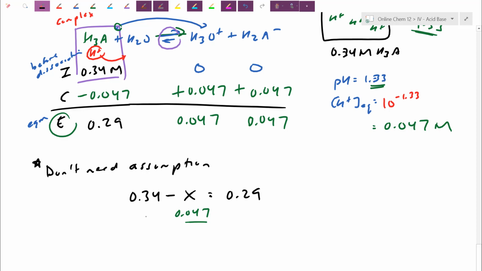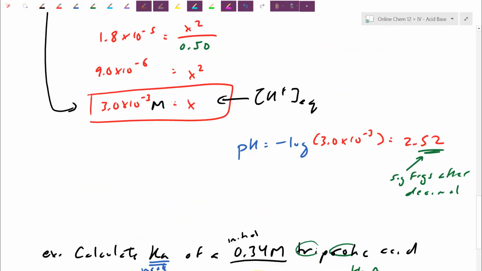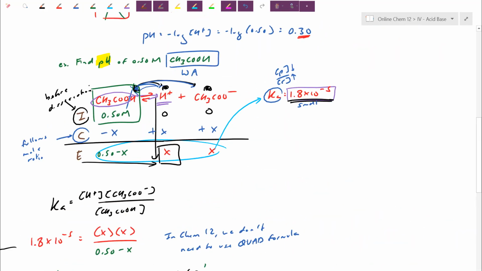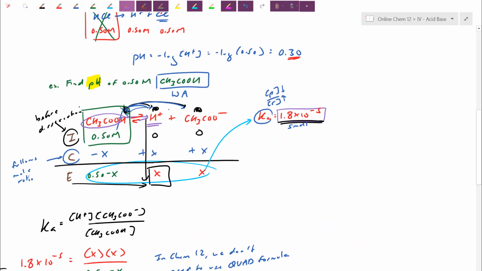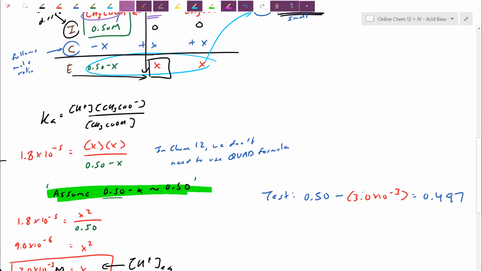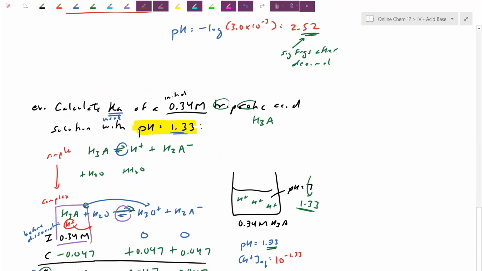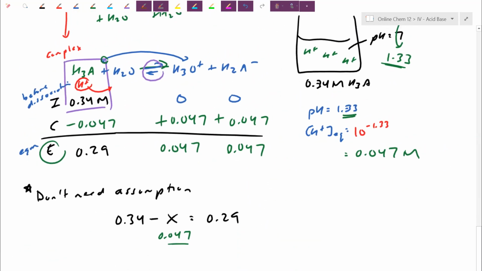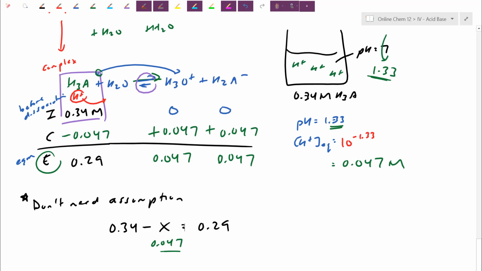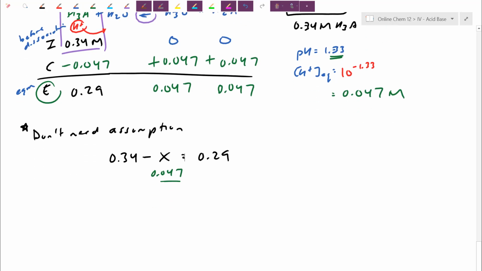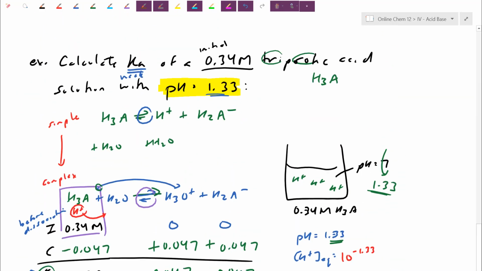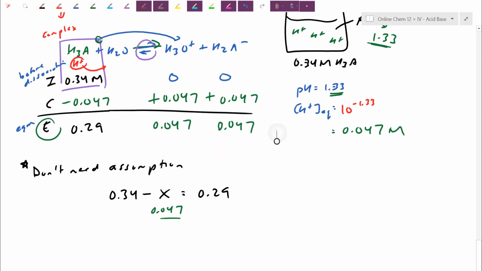Usually we just bank on the fact that I'm hoping the Ka is small enough, and so little of it actually ionizes over, that the assumption will be valid. But two birds with one stone here: we didn't need to do the assumption because the math was fairly easy. I still had the equilibrium row, and with the equilibrium row, I'm ready to calculate the Ka value. I just need the Ka expression then.